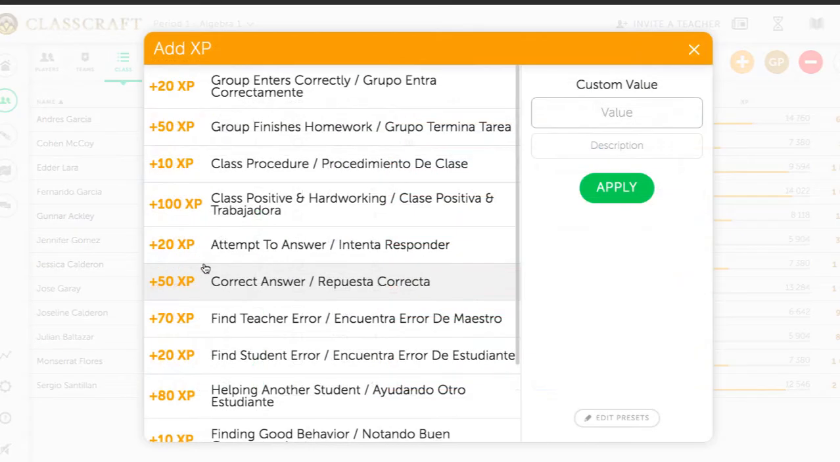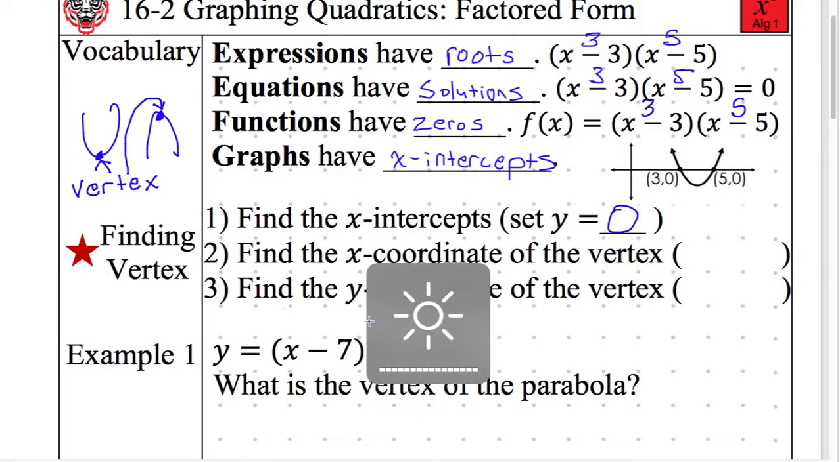I don't know what's going on with the brightness of my screen. There we go, I can see.